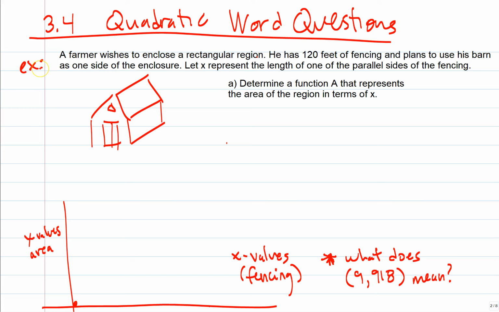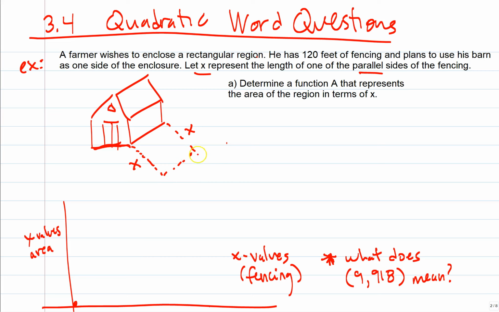A farmer wishes to enclose a rectangular region with 120 feet of fencing, and plans on using the barn as one of the sides. So he's going to take this barn, and this is a picture of a barn, and he's going to put a fence going out from there. And we know that these two sides are the same. So we'll call these sides x, and that'll be the parallel sides. So x represents the parallel sides, where they're the same.